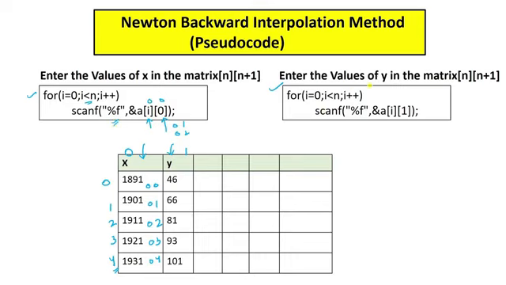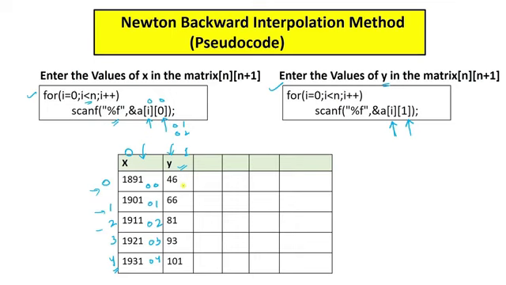Now similarly, y values will be scanned. So y values will come in the first column. The row numbers are again changing from I equal to 0 to less than n, that is n minus 1. And the column is not changing. The column will be the first column. So this way we have scanned the values of the x and the values of these y's.